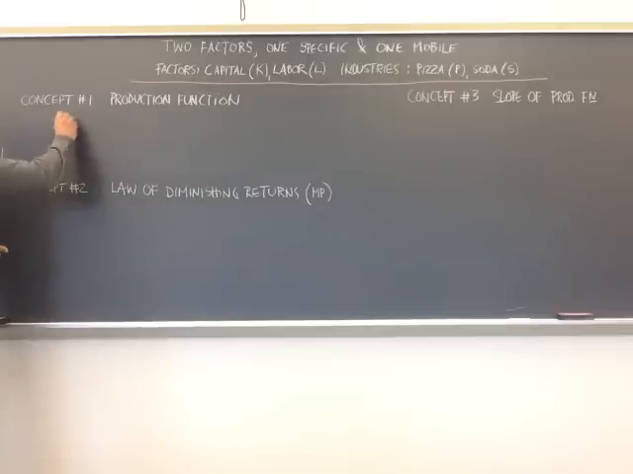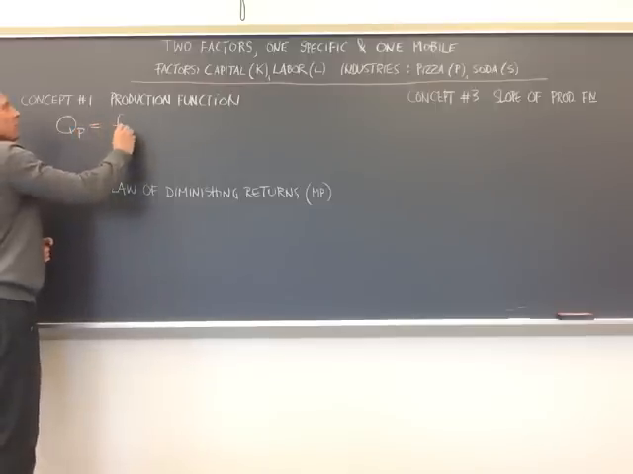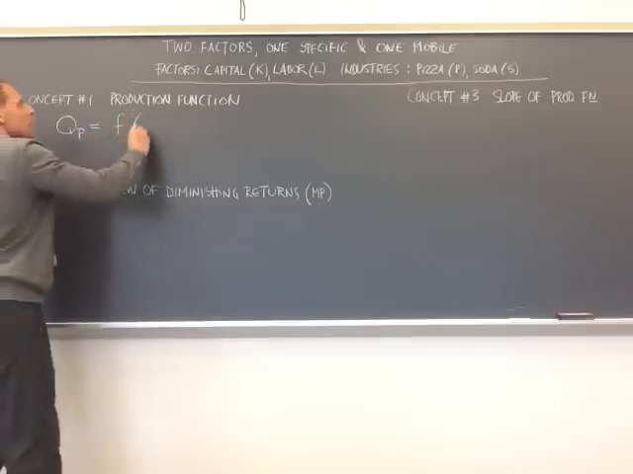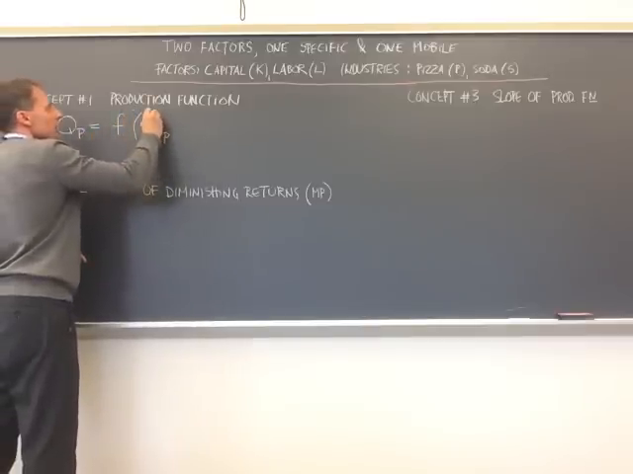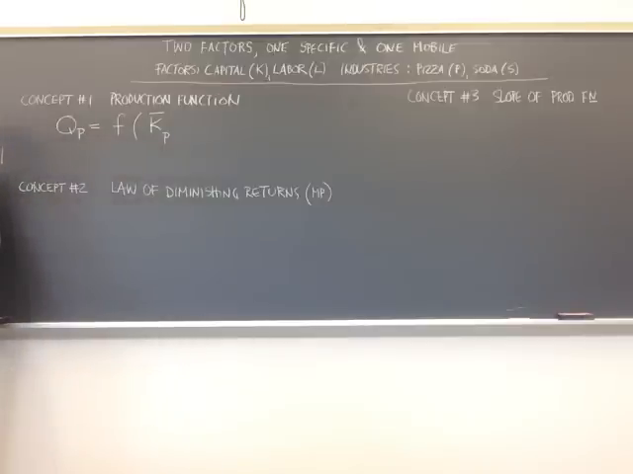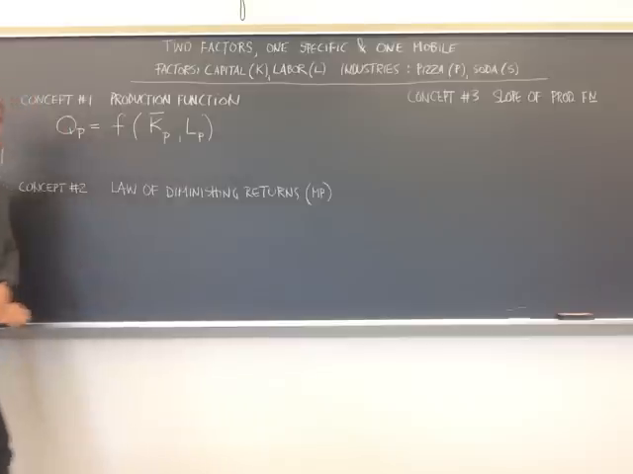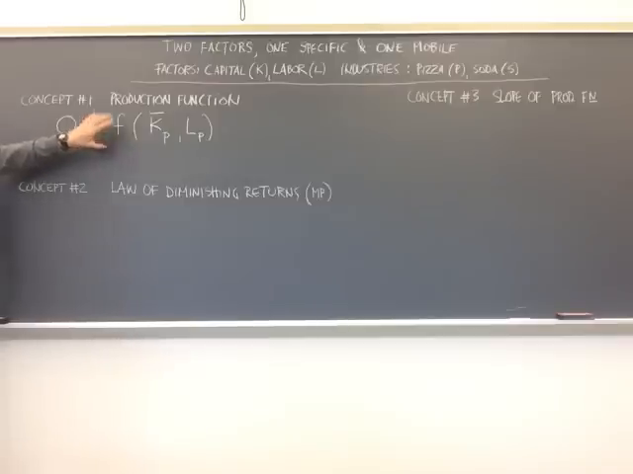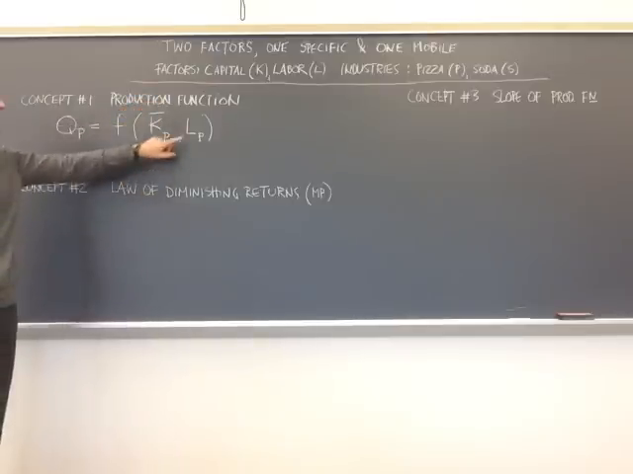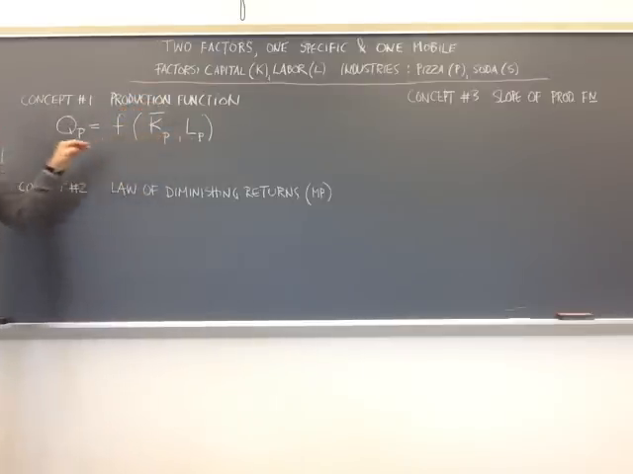So if this was the pizza industry, the maximum amount of pizza you can produce will depend on some function F, which in turn depends on how many machines, how much capital do you have in the pizza industry, and how many workers do you have in that industry. This functional form, this F here, that's what shows us technology. So we have technology, a fixed factor, and a mobile factor, which determines how much output we can get in the pizza industry.